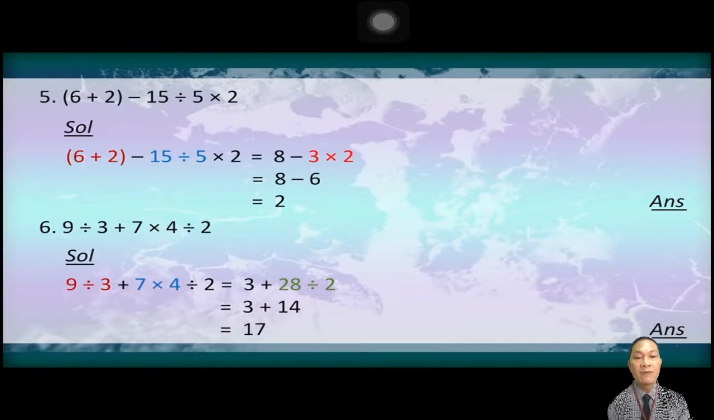After that, you have to multiply 3 and 2 first. Don't subtract 8 and 3. Remember, we use PMDAS. Subtraction and addition are last. So we first multiply 3 and 2. So 8 minus the product of 3 and 2, which is 6. So 8 minus 6 is 2. All right. Number 6 example. You have 9 divided by 3 plus 7 times 4 divided by 2.